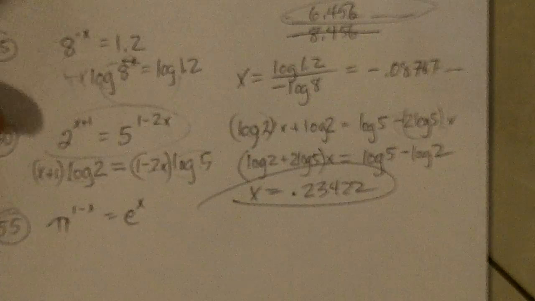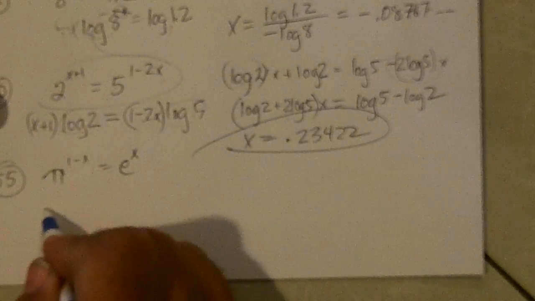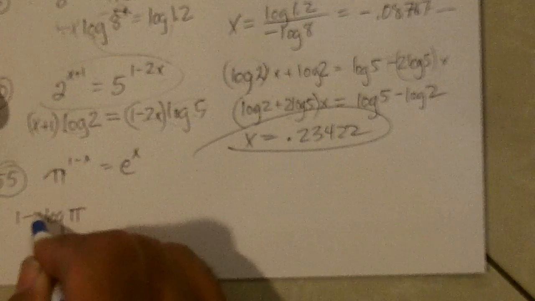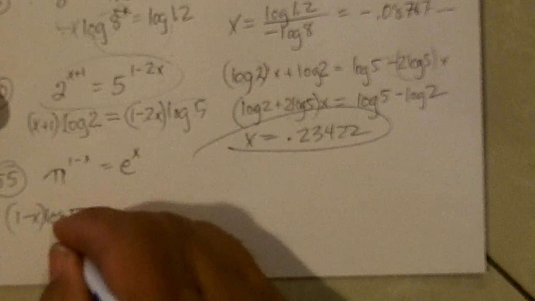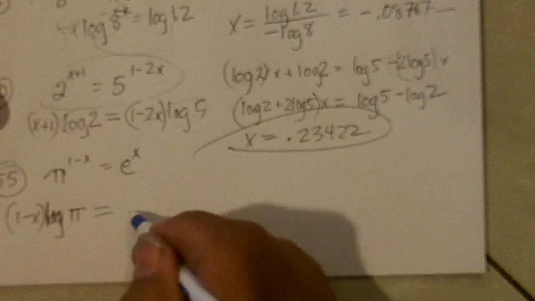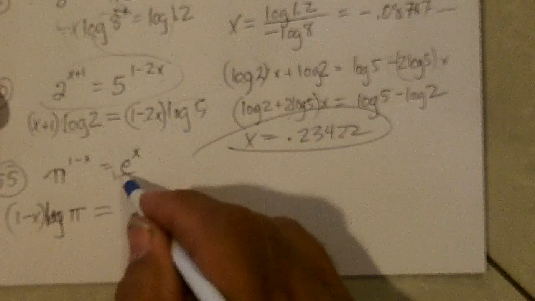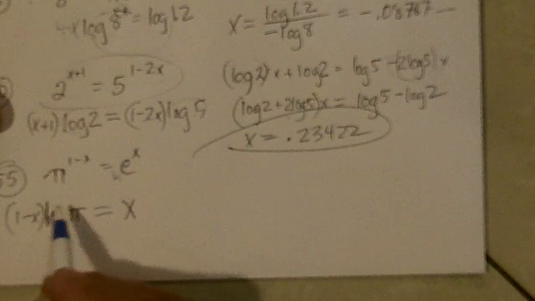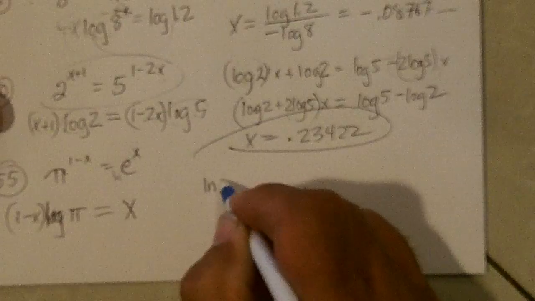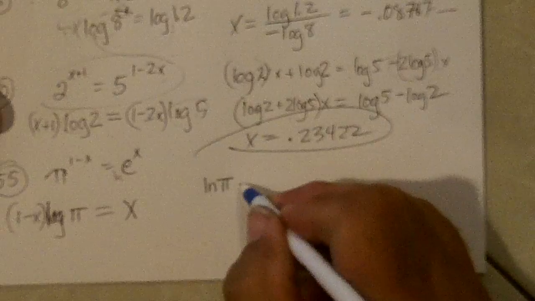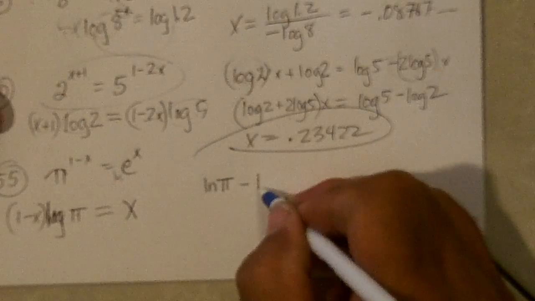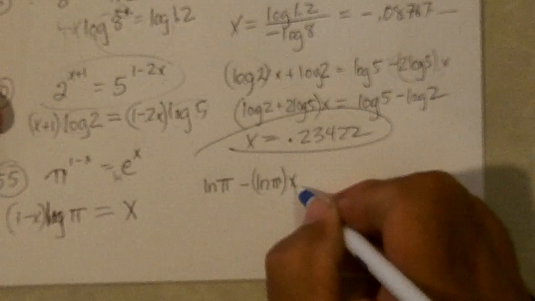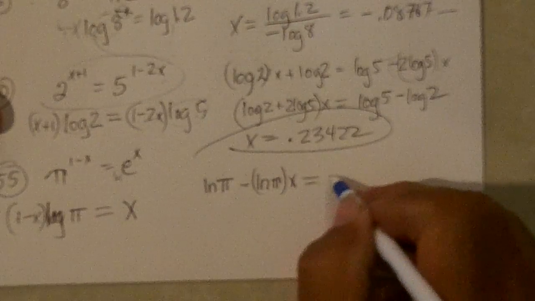And finally, this one, which will work the same way as before, so it's going to be log of pi, and the 1 minus x will come down. Let's do natural log on this, because then if I take the natural log of this, they cancel out and I just get x. So I get ln pi times 1 minus x, times a negative x, so I got the negative there, equals x.